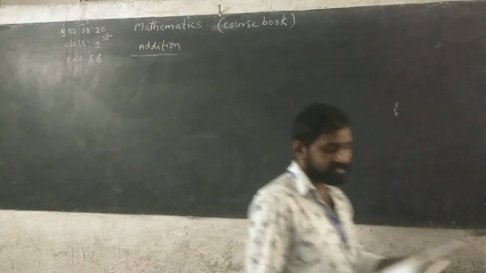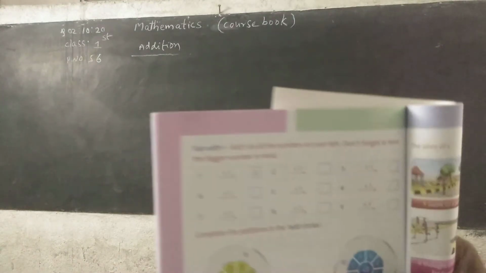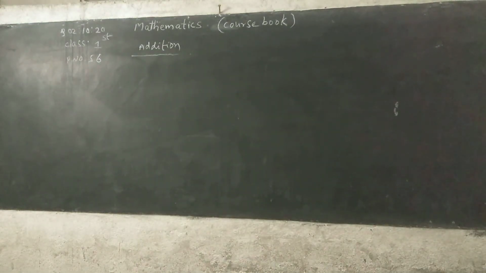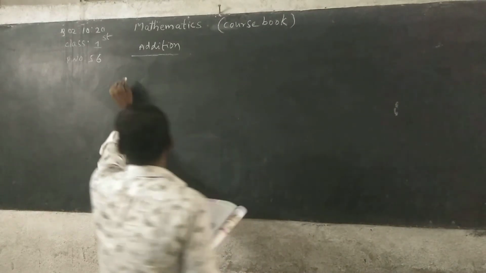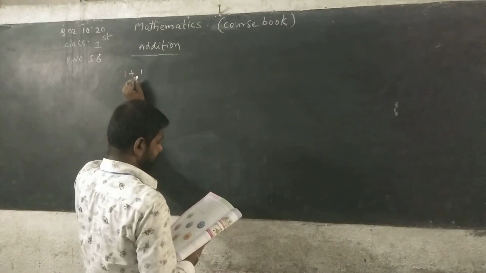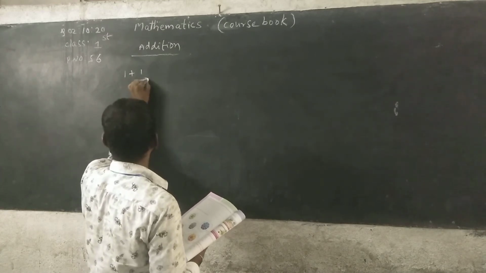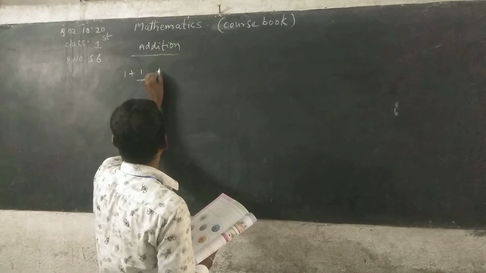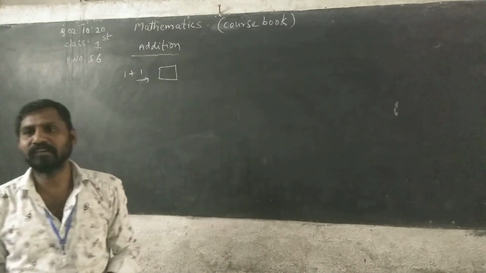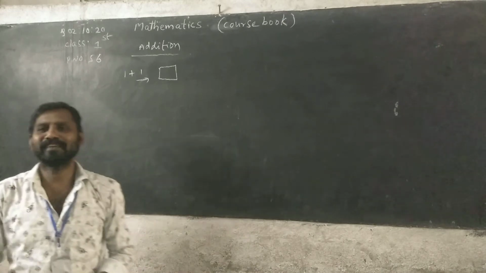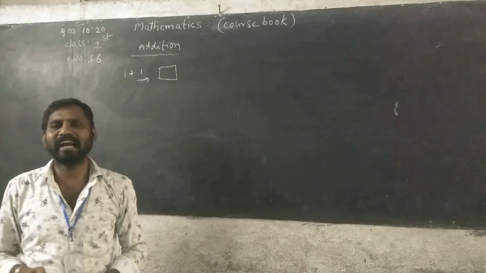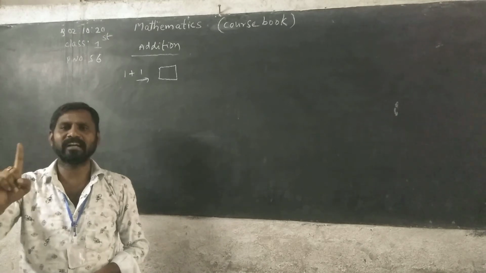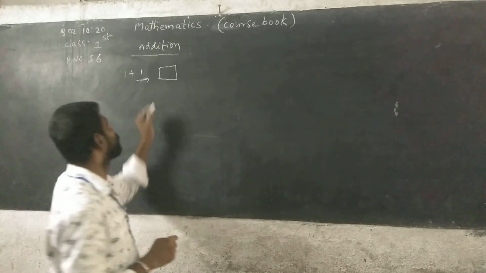Page number 56. Listen carefully, beta. This is, I can say, row wise. See here, 1 plus 1. One plus 1, very easy, no? So 1 plus 1. Keep 1 in your mind and take 1 finger in your hand. You can count 1 after 1. You get 2.